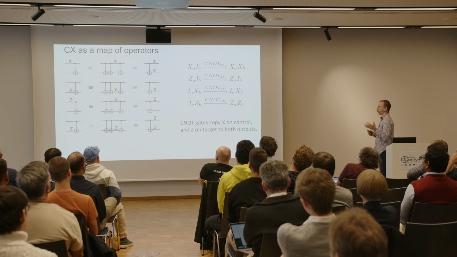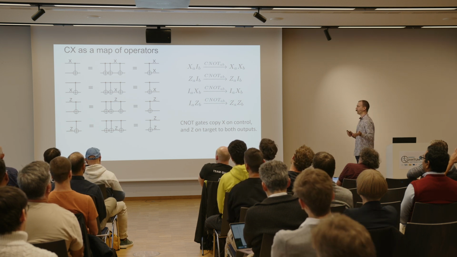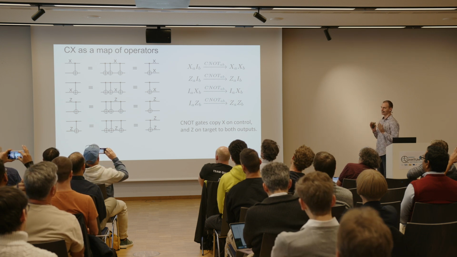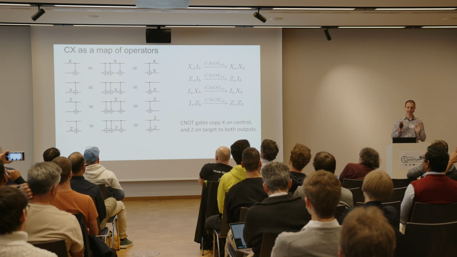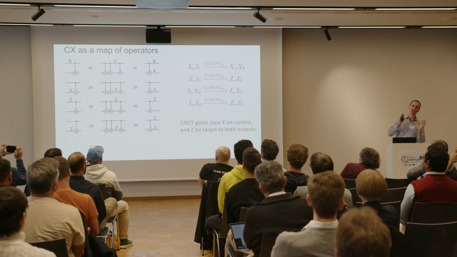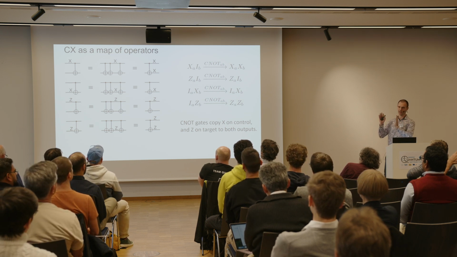X on control gets copied to both. Z on control goes straight through. X on target goes straight through. Z on target gets copied to both. So that is a CNOT gate for the purposes of this talk and for the purposes of fault tolerance in a 2D nearest neighbor square grid.